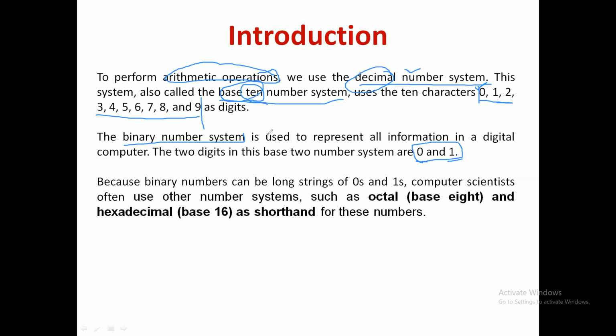In addition to these two number systems, there are two more number systems that we should understand. One is the octal number system, which has a base 8. That means the digits in this octal number system are 0 to 7, only 0 to 7. This octal number system will not contain the digits 8 and 9. Only these digits are valid in the octal number system.